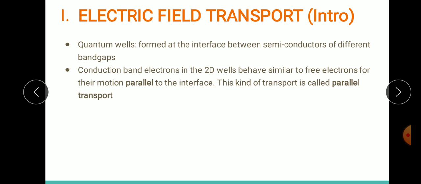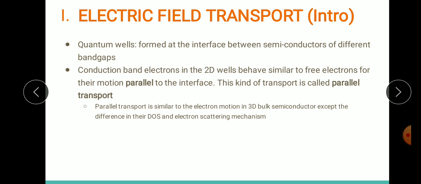Now, are we familiar with parallel transport? I would say yes, because parallel transport is nothing but the normal electron motion in normal 3D bulk semiconductors, except that there is a difference in their DOS, which is the density of states function, as well as the electron scattering mechanism. So parallel transport is nothing but the normal electron motion in a bulk semiconductor. The difference arises in the DOS function as well as the electron scattering mechanism. That is one type of transport under the influence of an electric field, the parallel transport.